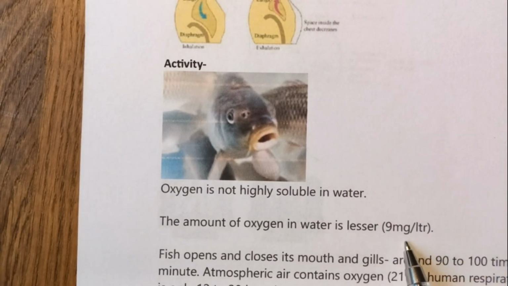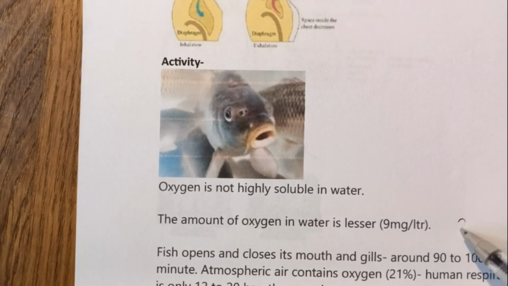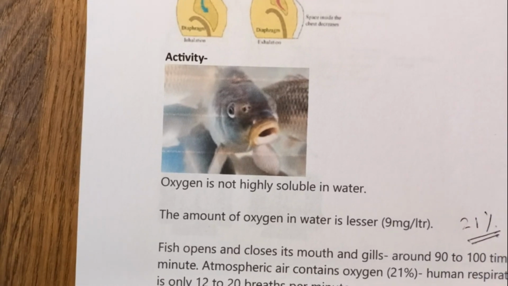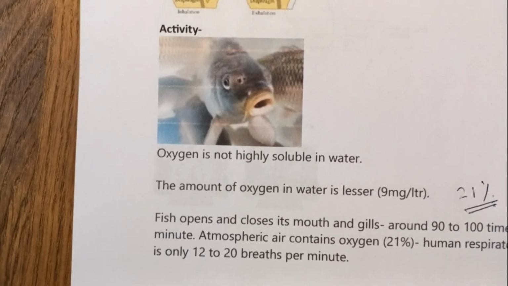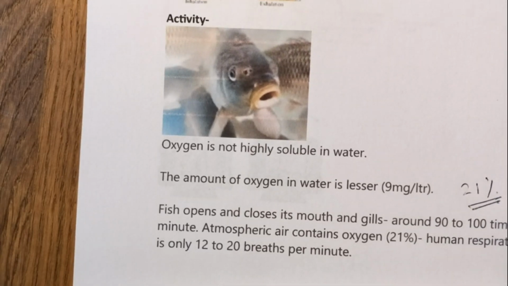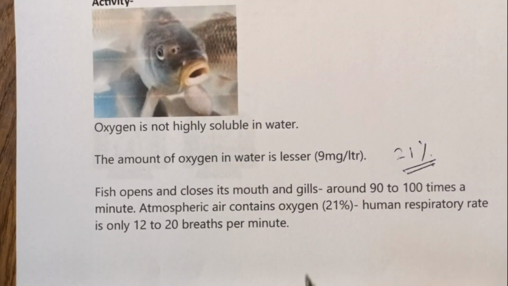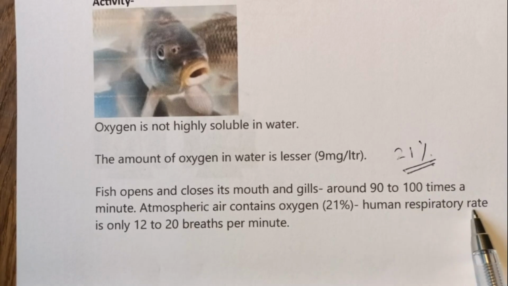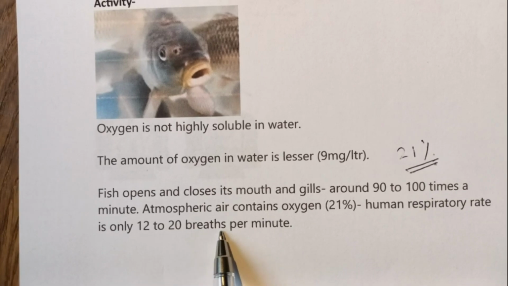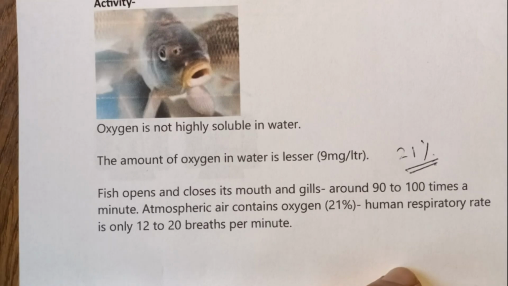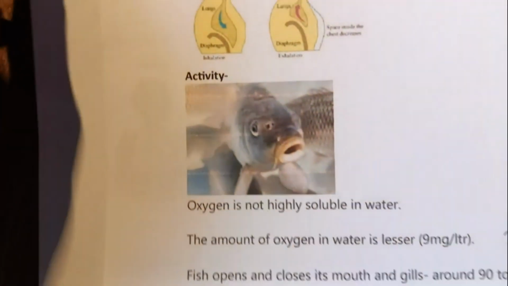Yeah, so it's a lesser amount, whereas in air, 21% is oxygen, a large amount for terrestrial organisms to breathe. Fish open and close their mouth and gills around 90 to 100 times a minute, and human beings breathe about 12 to 20 times a minute, especially in adults. This can be more in neonates, infants, and little children. So that's the explanation of the activity.